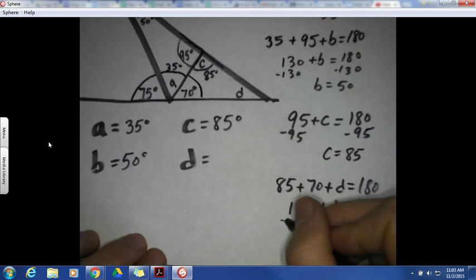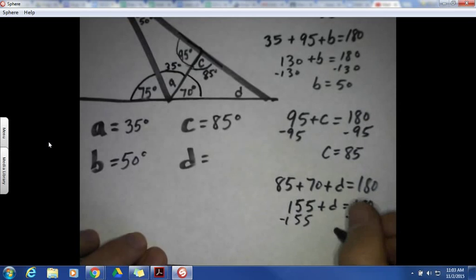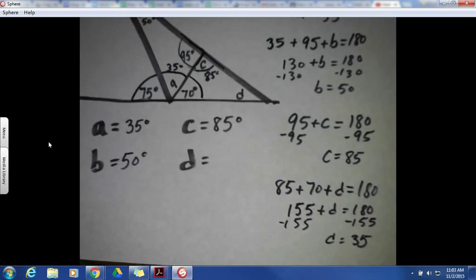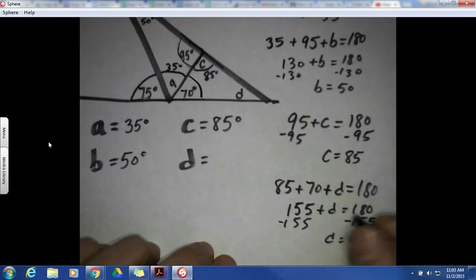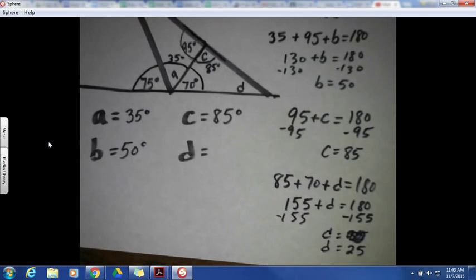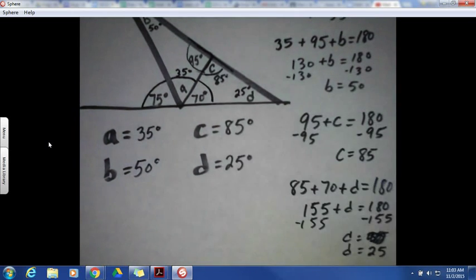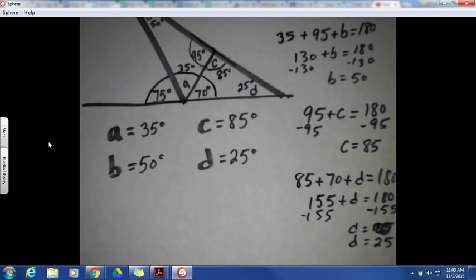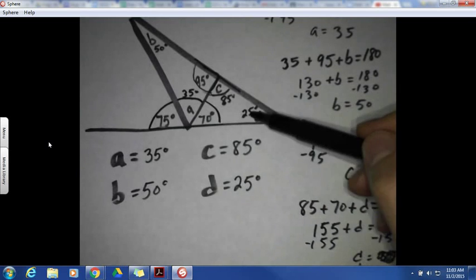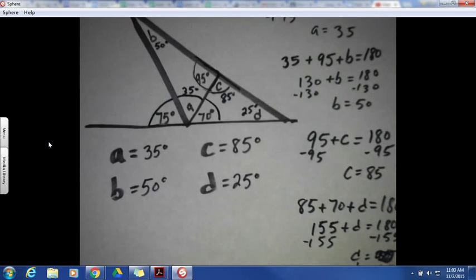So 180 minus 155, D equals, not 35. Remember to use your calculator. D equals 25. Alright, computational error there. D equals 25 degrees. And if you mess up like that, like I just did, remember you can check your answer to see if it makes sense. These three angles of a triangle should add up to 180. 85 plus 25 plus 70 equals 180, so we are good.